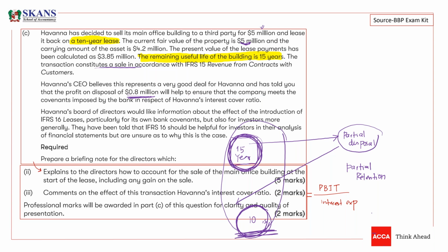Okay, this will help to ensure that the company meets the covenants imposed by the bank in respect of H's interest cover ratio. Look, the intention is not to breach the covenants related to interest cover.